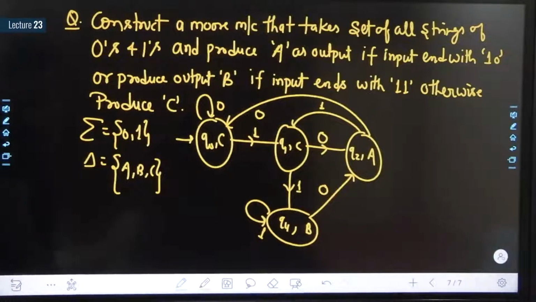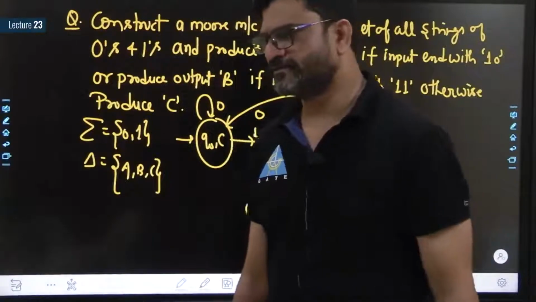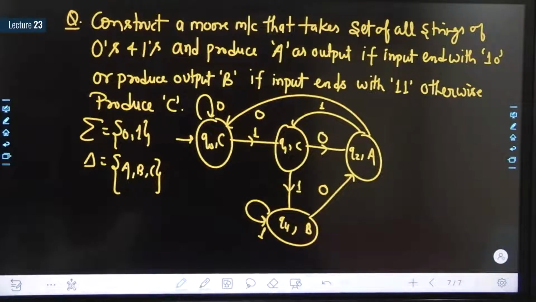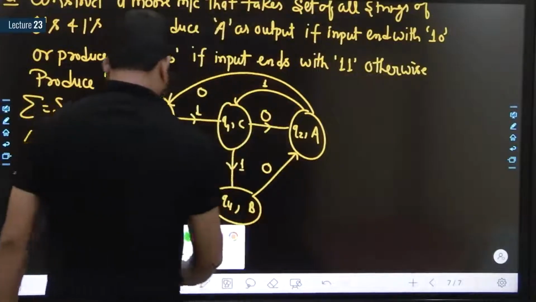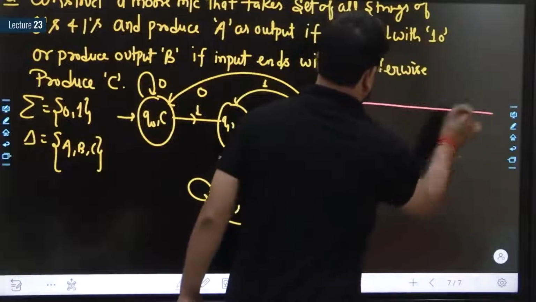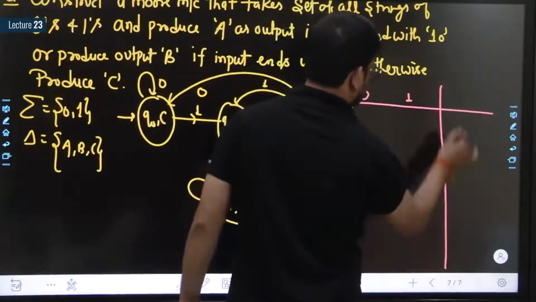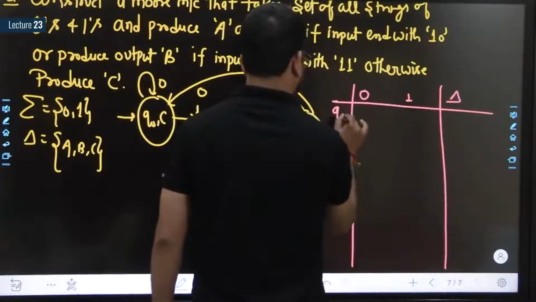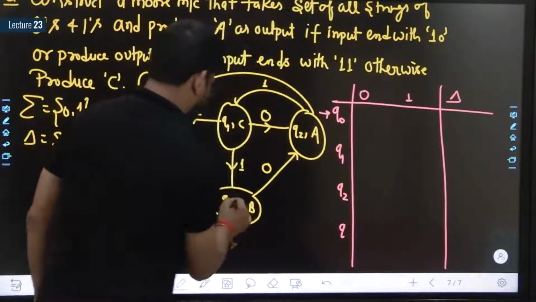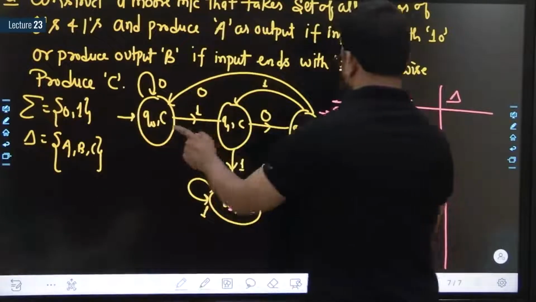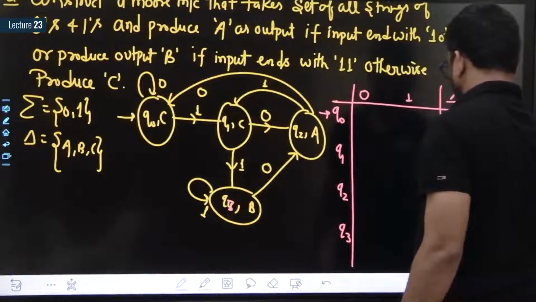Why do we make the transition table? Because when we see conversion from Moore to Mealy machine, the transition table plays an important role. See the transition table for this. Input alphabet 0 and 1, output associated with the states Q0, Q1, Q2, this one is Q3. Output associated with Q0 is C, Q1 is C, Q2 is A, and Q3 is B.